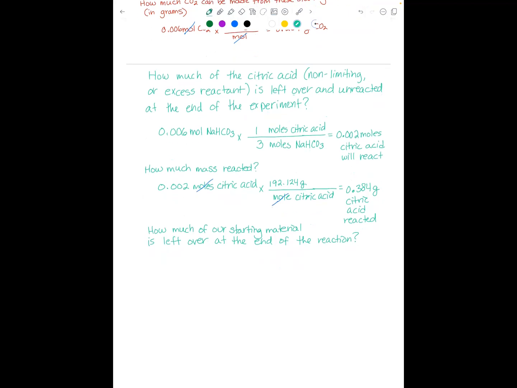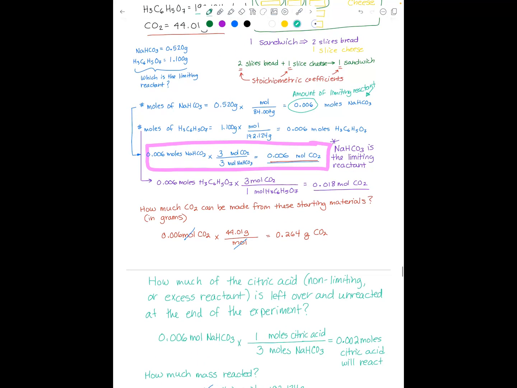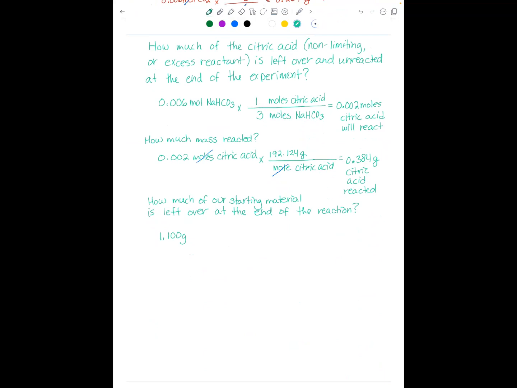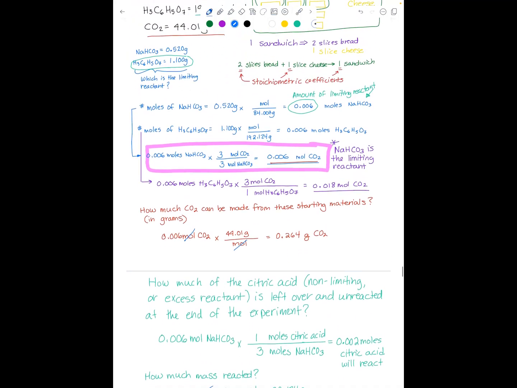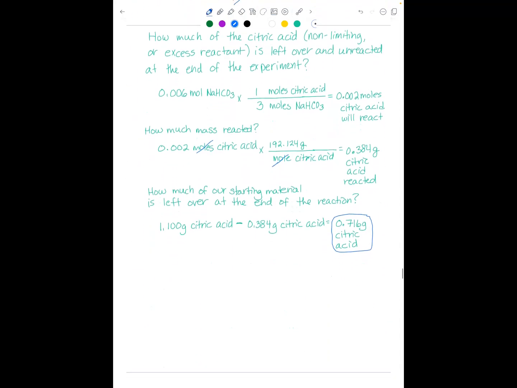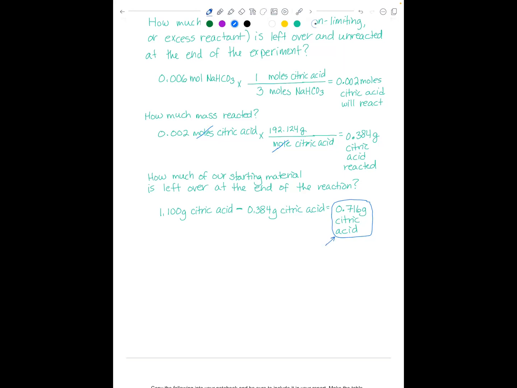So we started with, in this case, 1.100 grams of citric acid. And so we're going to subtract out the amount that reacted, minus 0.384 grams of citric acid. And so that tells us that we're going to have 0.716 grams of citric acid that remains unreacted at the end of the experiment if we're only reacting it with 0.52 grams of the sodium bicarbonate. So in that beaker, there would be this much citric acid left over.